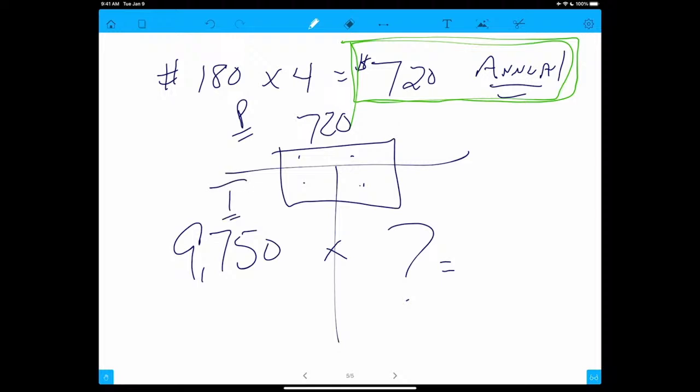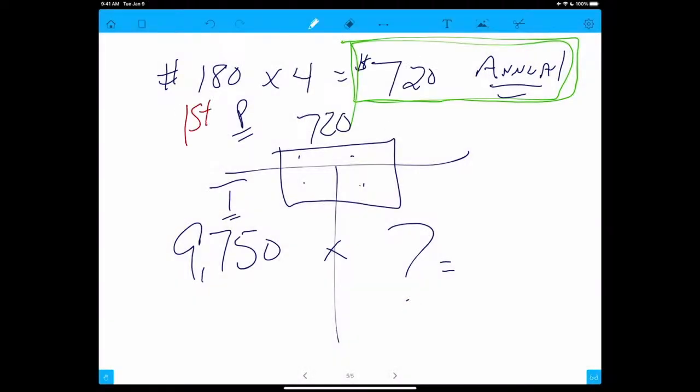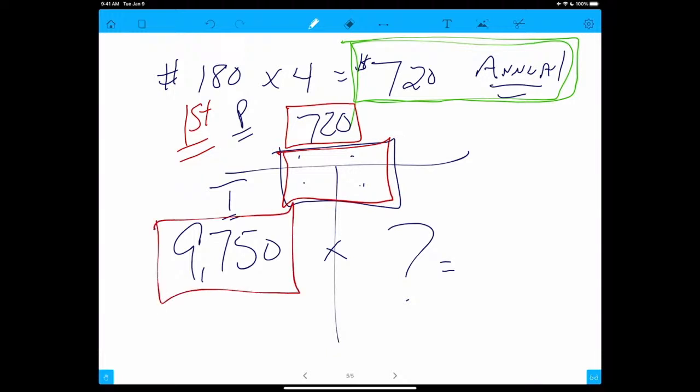We know the bigger number, or the total, is 9,750. And so we're going to start out by putting this in our calculator first. $720. We then press the divide button. We then put in 9,750, and we get 0.07 with a bunch of numbers.